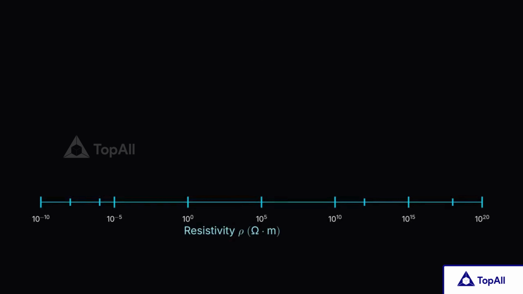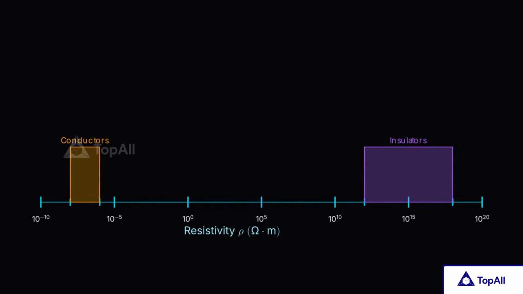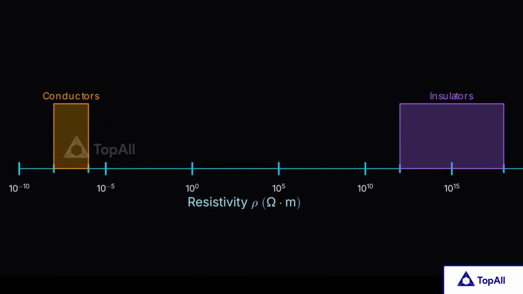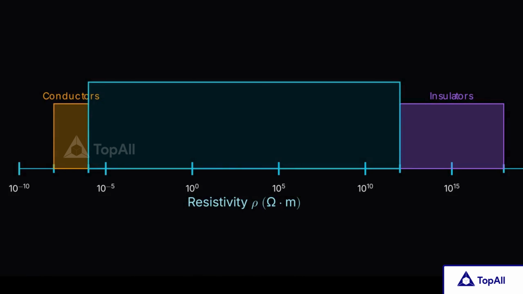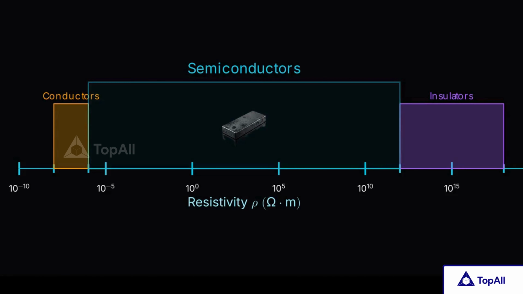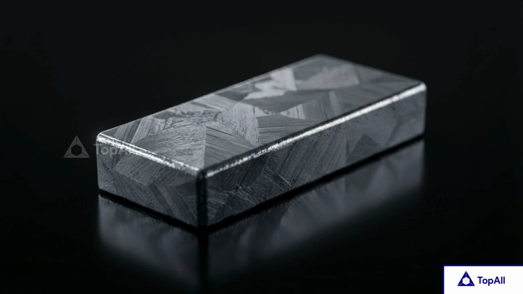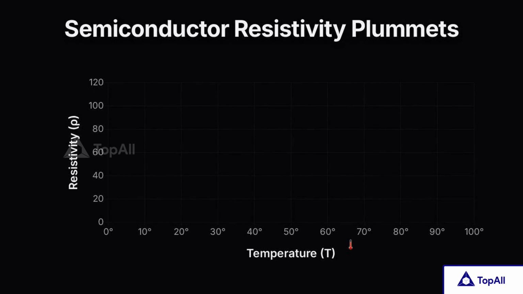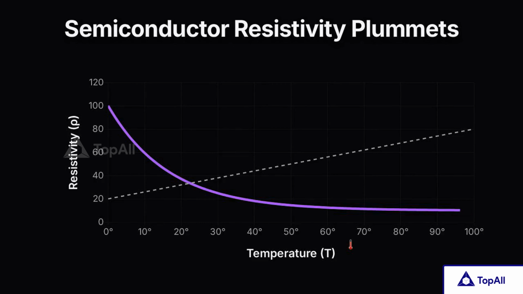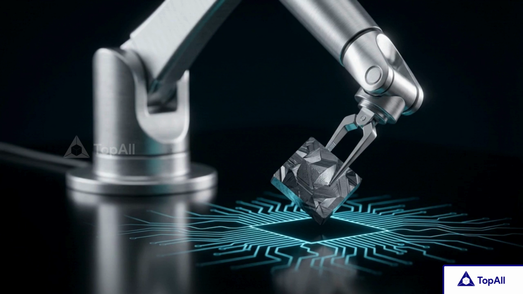But look at the gap between those highways and walls. There is a vast, empty space in the center of our number line. This space is occupied by semiconductors. Semiconductors are materials with electrical properties falling between those of a conductor and an insulator. Under room temperature conditions, they are neither great highways nor perfect walls. However, they have a specific quirk. Unlike a typical metal, a semiconductor's resistivity decreases as its temperature rises. Sitting in the middle makes their properties highly adaptable, providing a foundation for engineering.